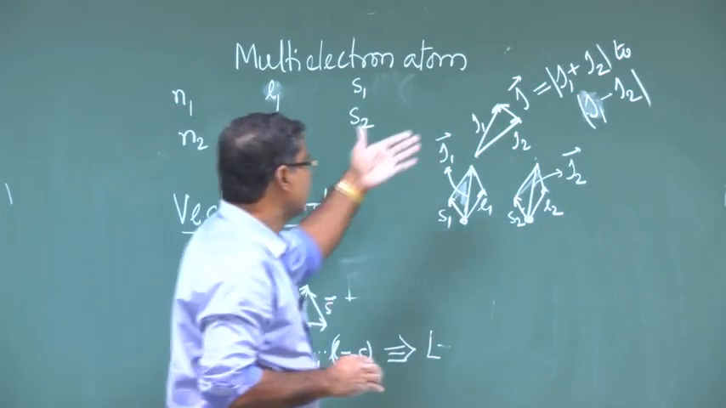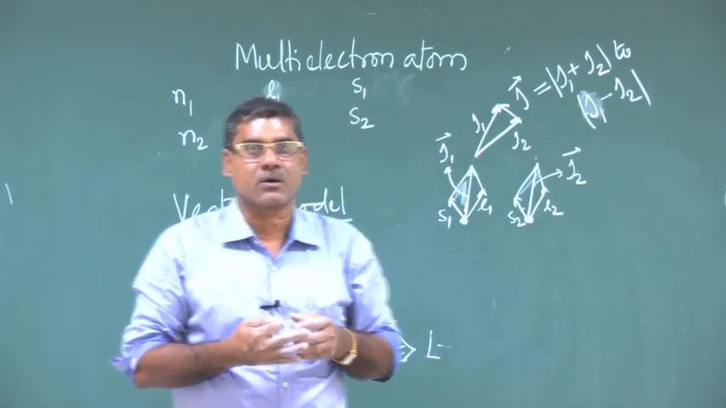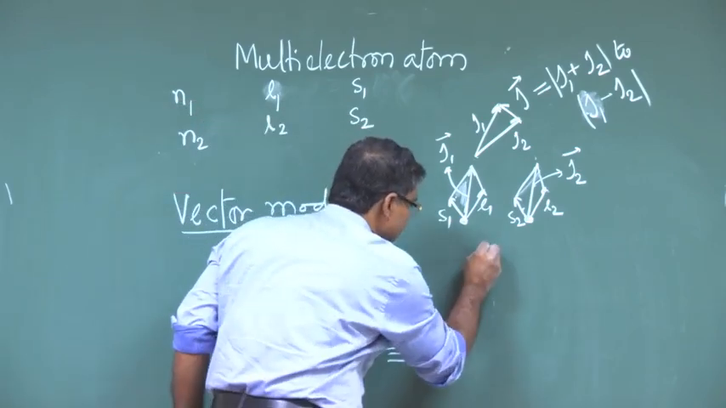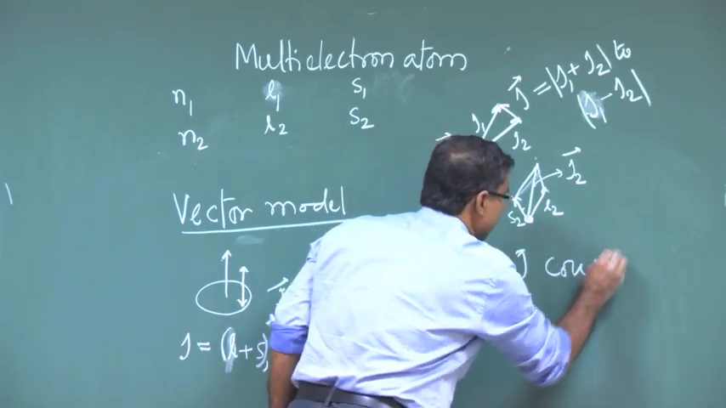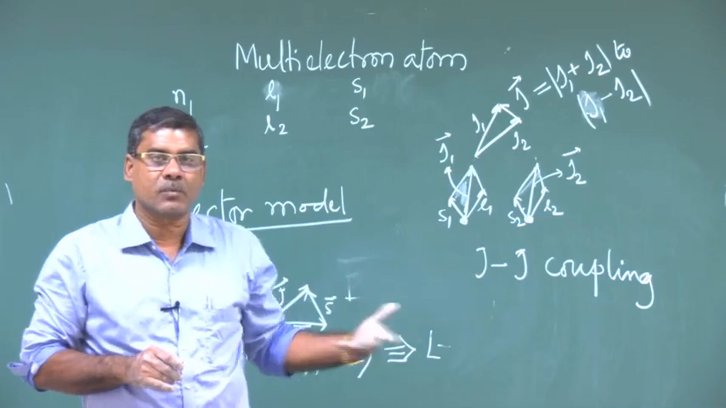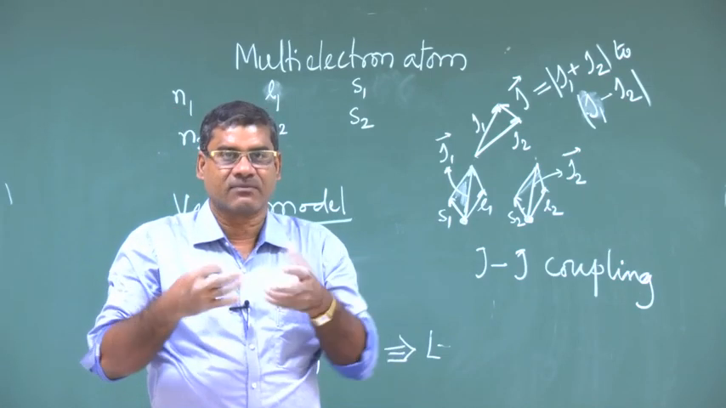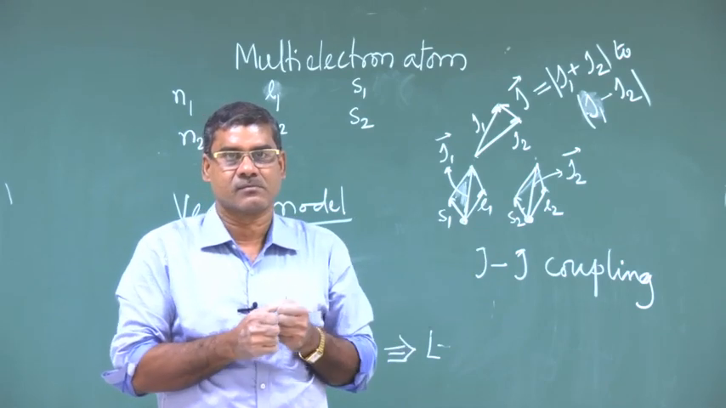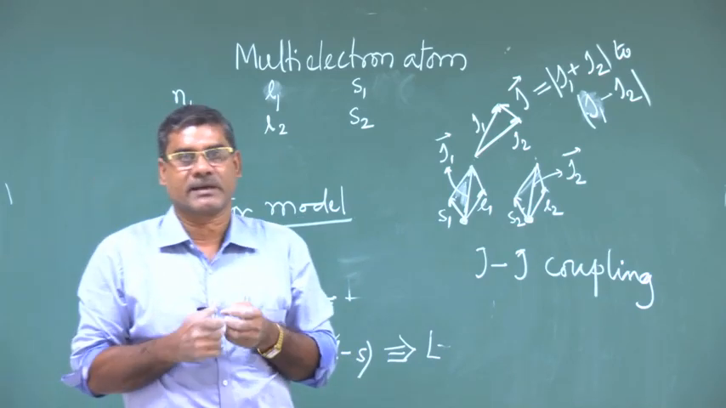In a multi-electron system, this type of coupling is called JJ coupling. So, this is one possibility, the coupling of angular momentum of two electrons. Here I have shown two electrons. If there are 3 electrons or 4 electrons, what will be the case?